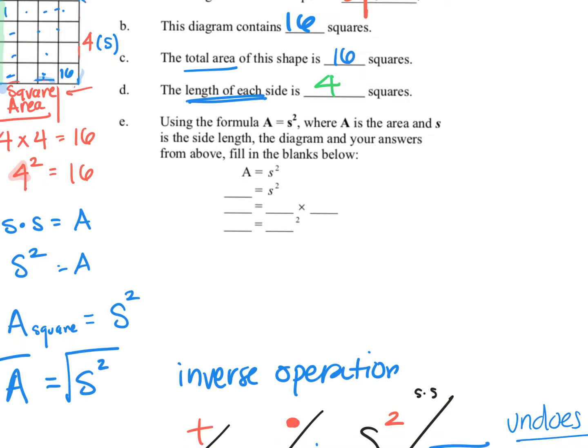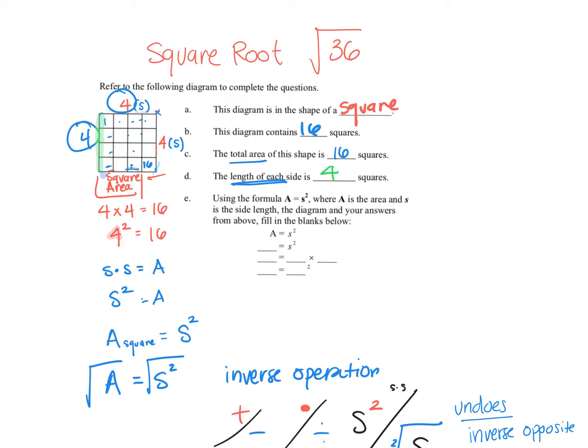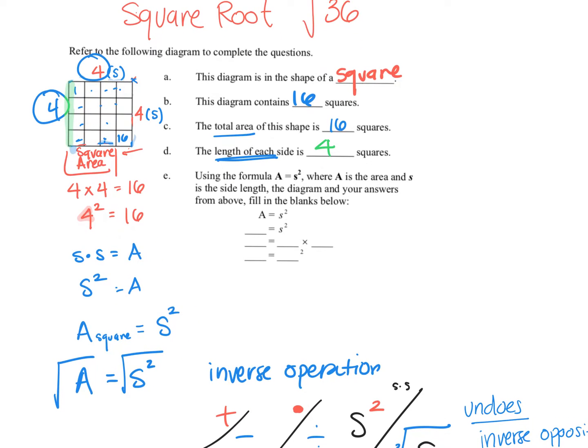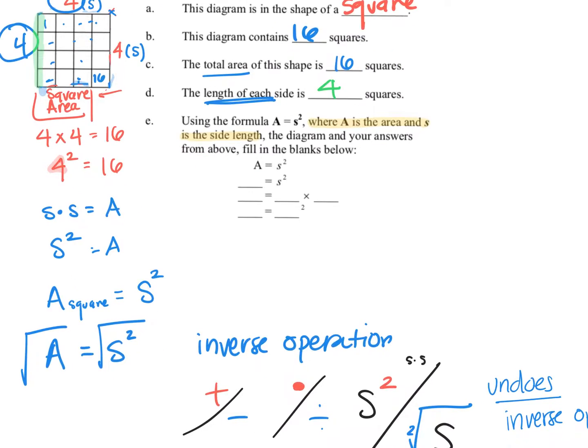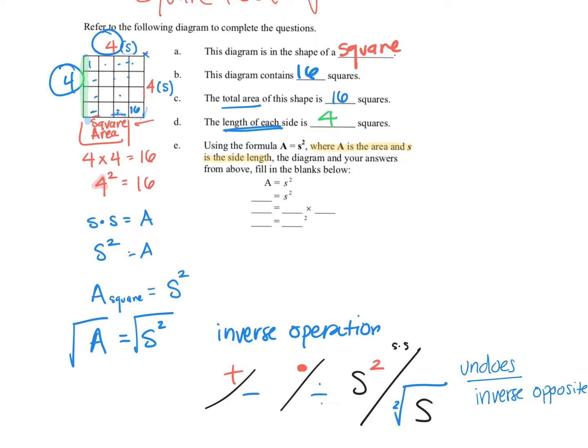So it says using the formula, area equals s squared. S is the side length. So this would be something good to write: S is the side length. So here we go. The area was 16, wasn't it? And how did we get 16? Well, we got it from 4 times 4. And so 16 equals 4 squared.